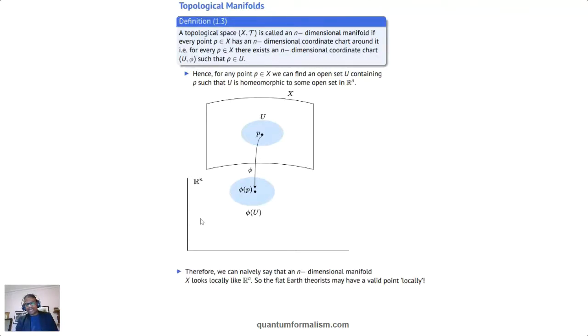So this is the actual source of the joke that we will be telling here: the flat Earth theorist might have a valid point, that the surface of the Earth is flat, but locally, yeah, not at the global level. So that's where they got it wrong. They should have maybe consulted a topologist before they formulated their theory.